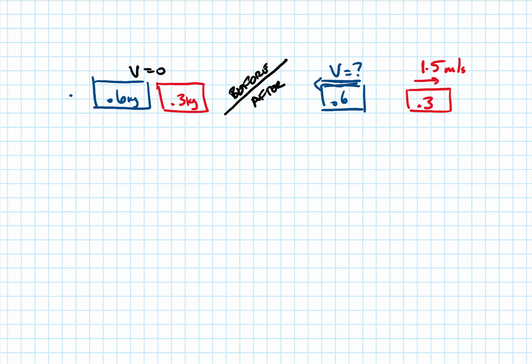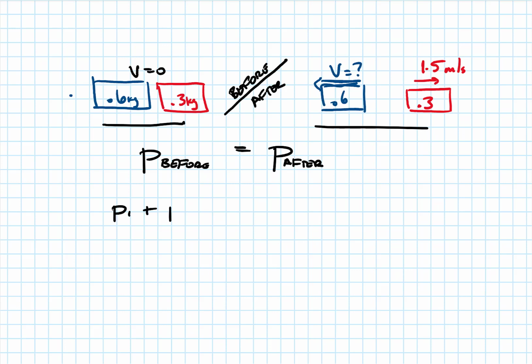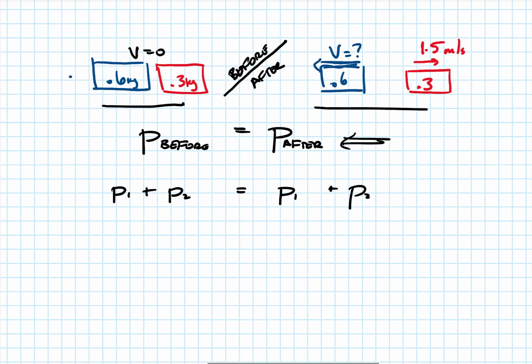So this is our collision. We have our before side over here. We have our after side over here. And our big idea is that the momentum before is equal to the momentum after. That's our big idea. So to get my momentum before, that's going to be the momentum of object 1 plus the momentum of object 2. And after, it's the momentum of object 1 after the collision plus the momentum of object 2 after the collision. This part up here is my conservation of momentum, setting momentum before equal to momentum after.